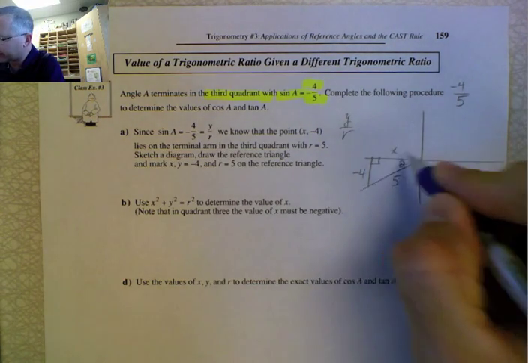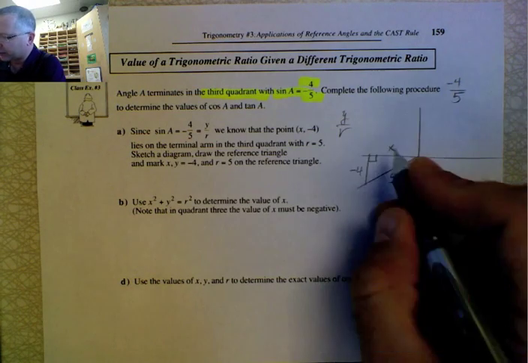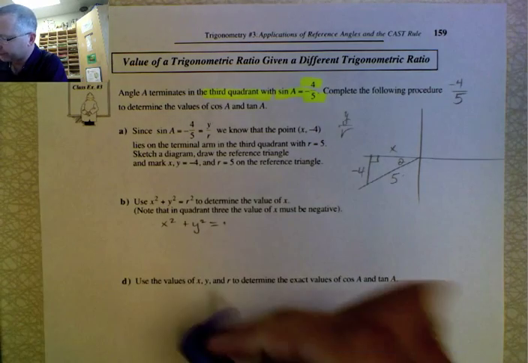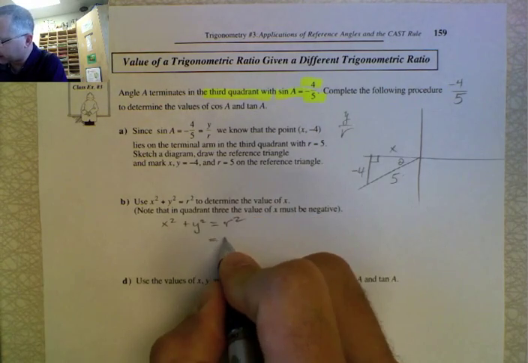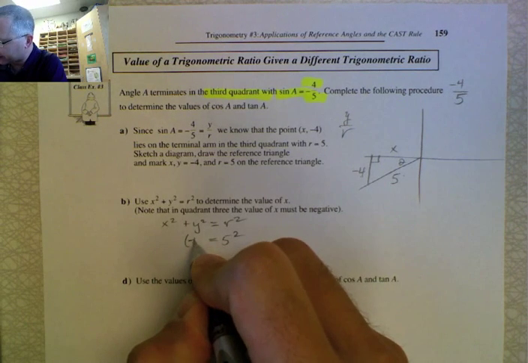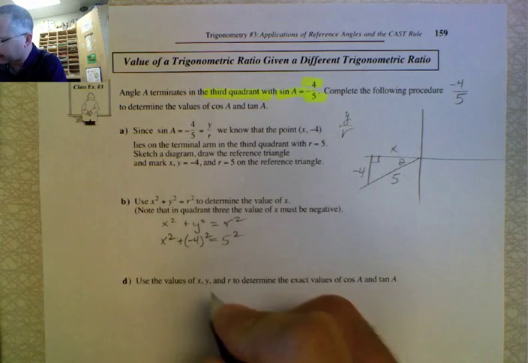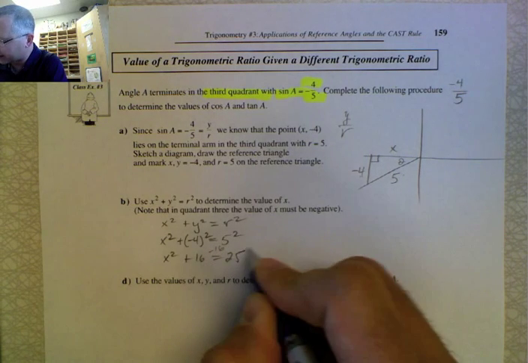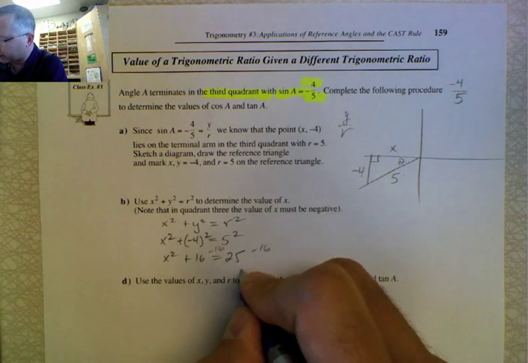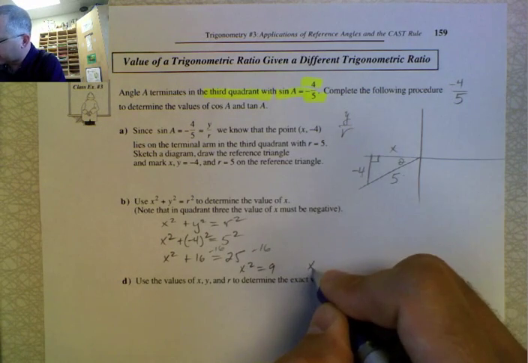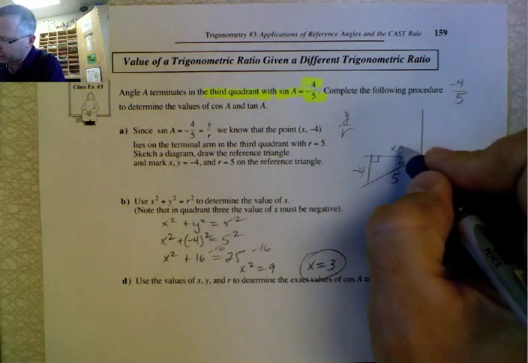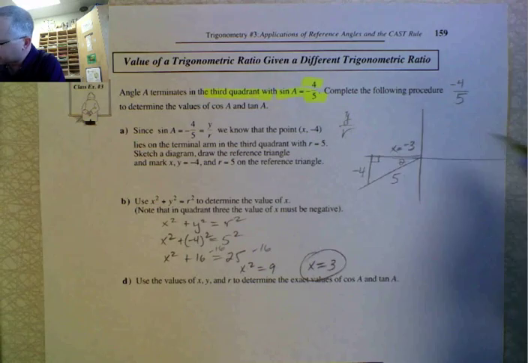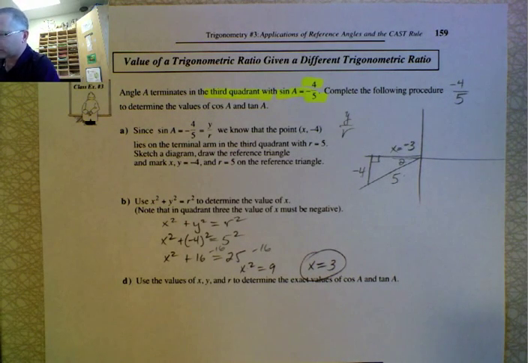So now we need to find our x value in this case. So we're going to use Pythagorean theorem. We're going to use x squared plus y squared equals r squared. We know r is 5. We know y is negative 4, and we're solving for x. So we get x squared plus 16 equals 25. If you subtract 16 from each side, you end up with x squared being 9. So x is 3. But if you look at this, the x coordinate is actually on the negative x-axis, so x needs to be negative 3 in this case.